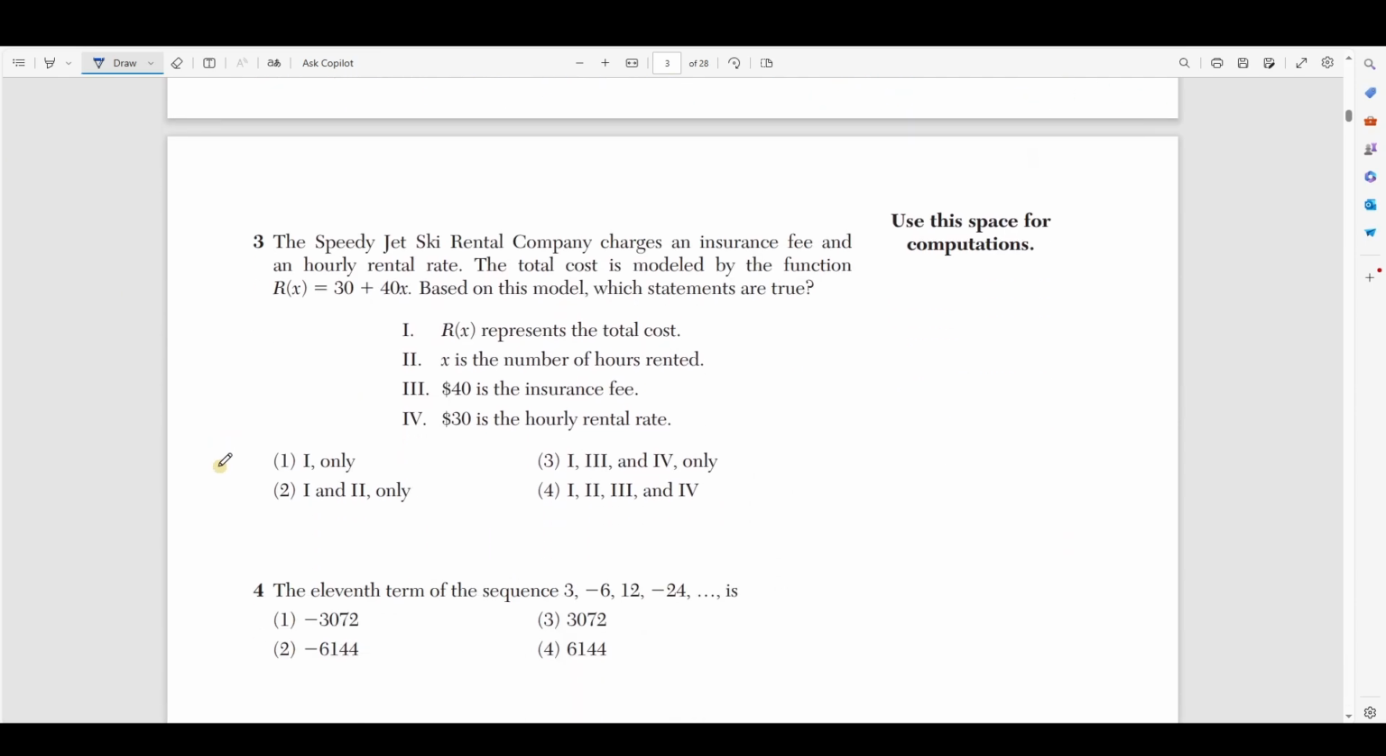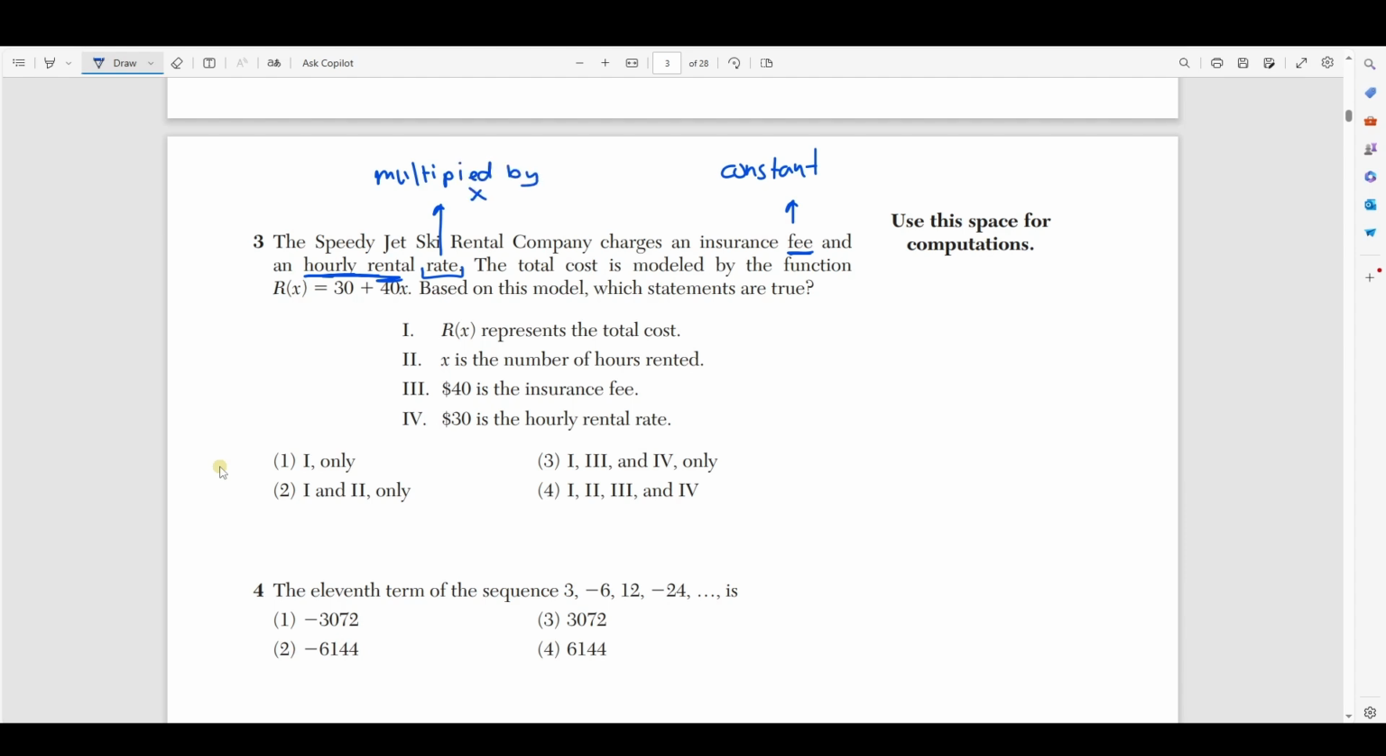Number 3 says the Speedy Jet Ski Rental Company charges an insurance fee and an hourly rental rate. The cost is modeled by the function r of x is equal to 30 plus 40x. Based on this model, which of the statements is true? So when you have a fee, you're looking at a constant. And when you have an hourly rental rate, or if you have just a rate, this is going to be the thing multiplied by x.